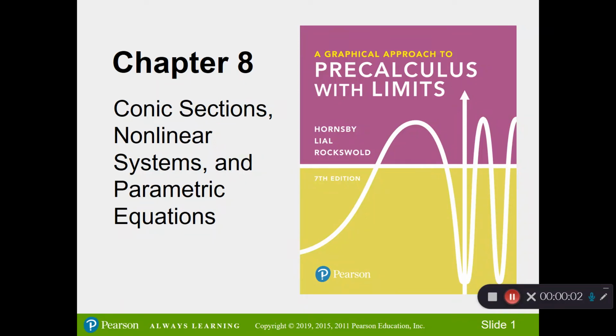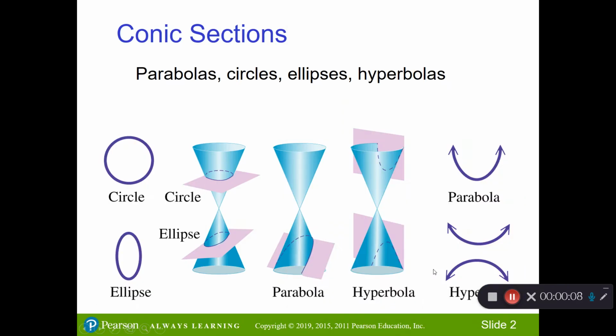Our next four sections-ish are going to deal with conic sections. So first of all, let's talk about what a conic section is. Here, the blue that you see is a cone. We can cut a cone in different ways. If I cut it straight across like this, I make a circle.